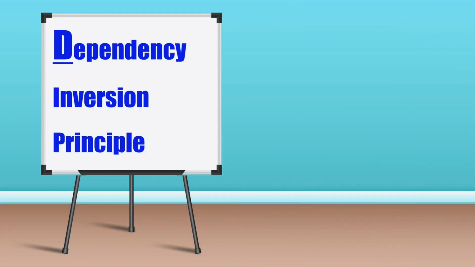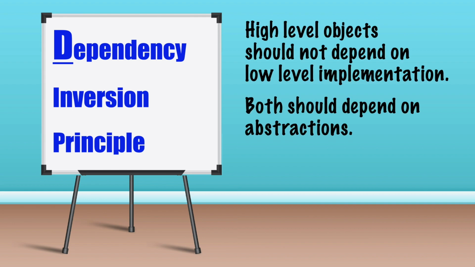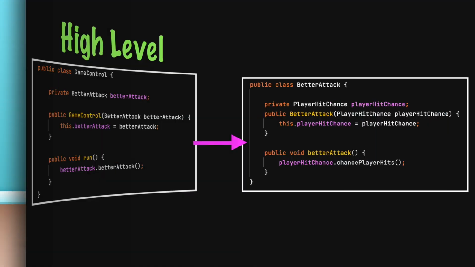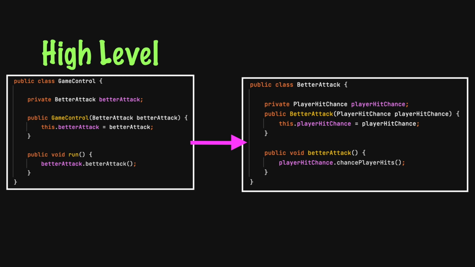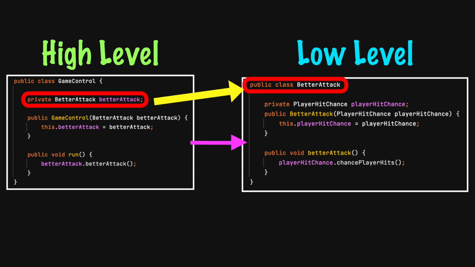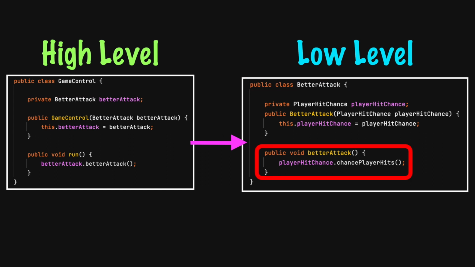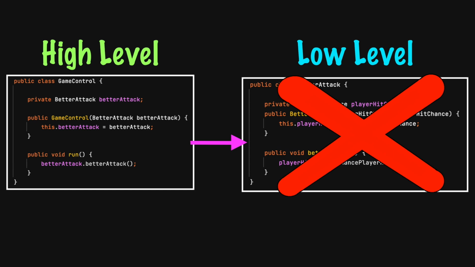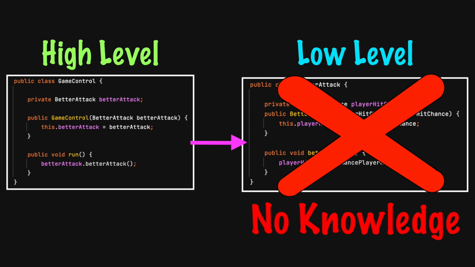D stands for Dependency Inversion Principle, which states, high-level objects should not depend on low-level implementation. Both should depend on abstractions. This means the high-level game control class should have no knowledge of the low-level better attack class. It should not know what methods are available or which methods to call. It should not know the class exists. No knowledge.